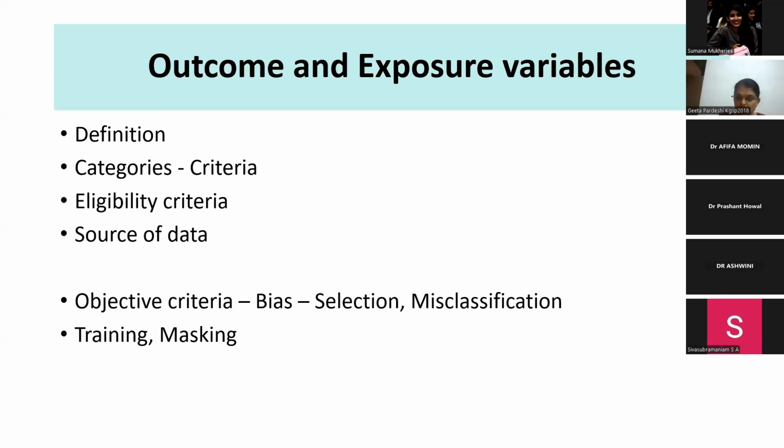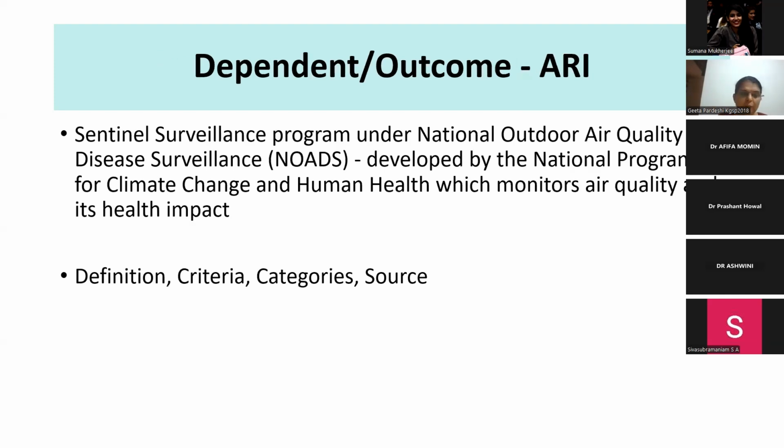Then, of course, the next thing is that when we are answering the research question, especially an analytical research question, we cannot just be interested in these two variables, the outcome variable and the exposure variable. There are other variables which are also important, which we'll talk about later on. So this I have already told you: definition, criteria, category, source. These, for outcome and for exposure, you have to mention in your methods section.